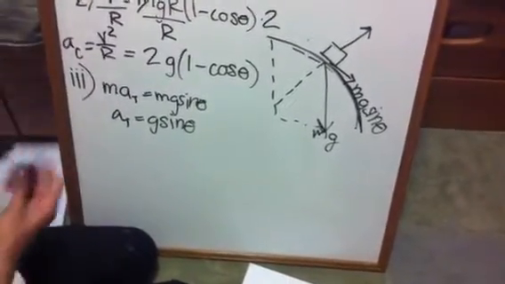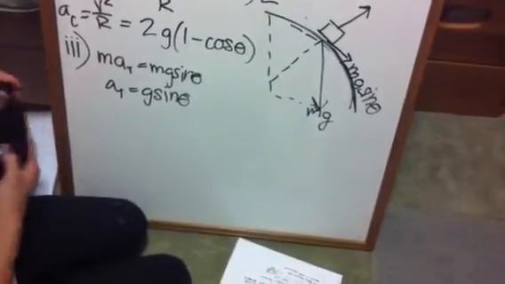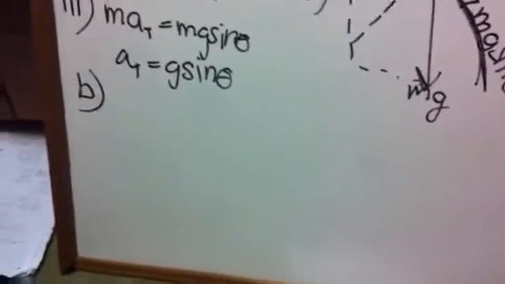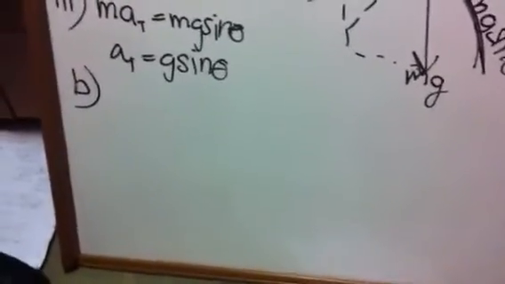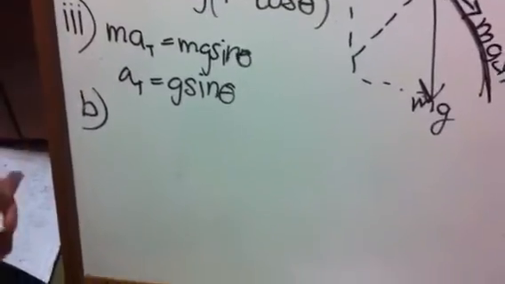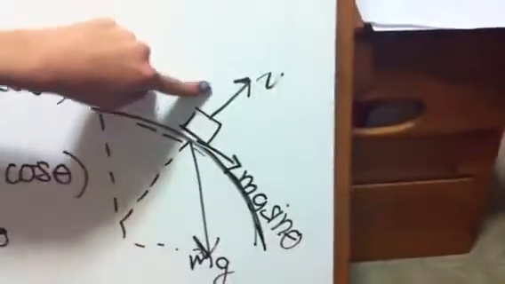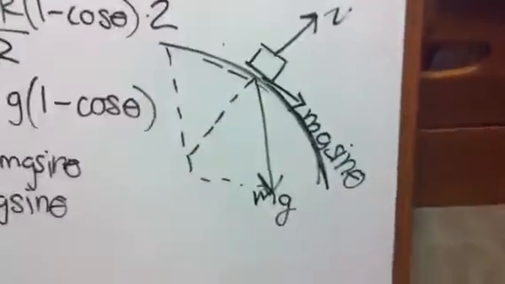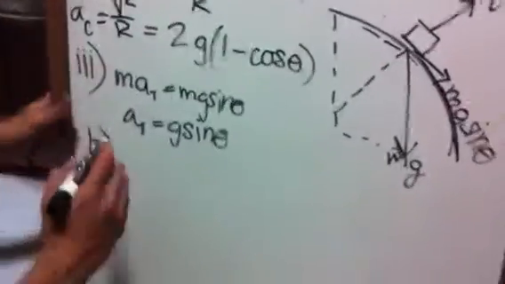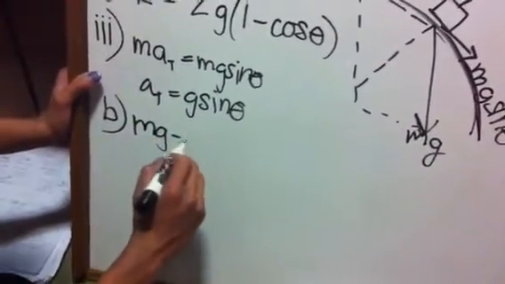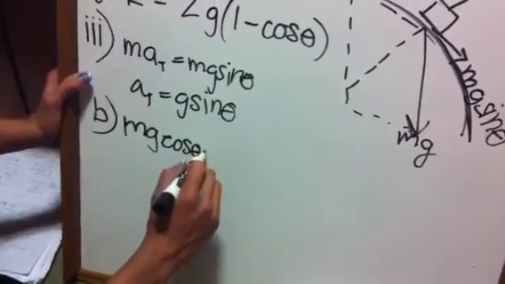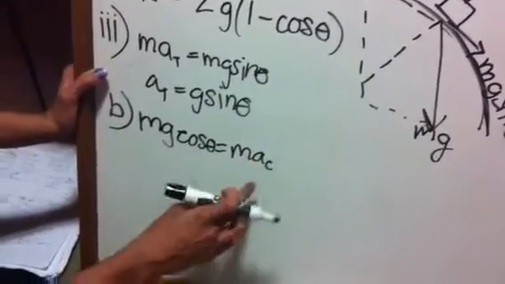On to part B, and I've run out of room, so I'm just going to write it down there. Okay, so part B. Now we need to determine the value of theta at which the particle leaves the sphere. It leaves the sphere when the normal force, which is this force coming off of the block, is 0. At that point, the radial component of the weight provides this centripetal acceleration. So we have mg cosine theta equals m a centripetal.